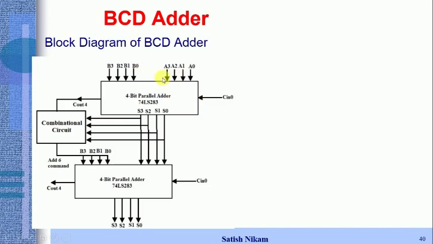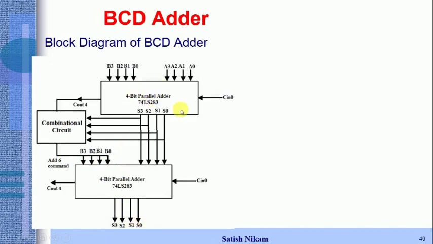So when we add these two BCD numbers, we have to check the result, and if this result is not greater than 9 and the carry is not generated, then that is a valid BCD. So it is not required to add 6 into that nibble. So we will give this output summation from the first parallel adder circuit to another parallel adder circuit as input, and we will add 0. So definitely we will get the required result as S0, S1, S2 and S3.